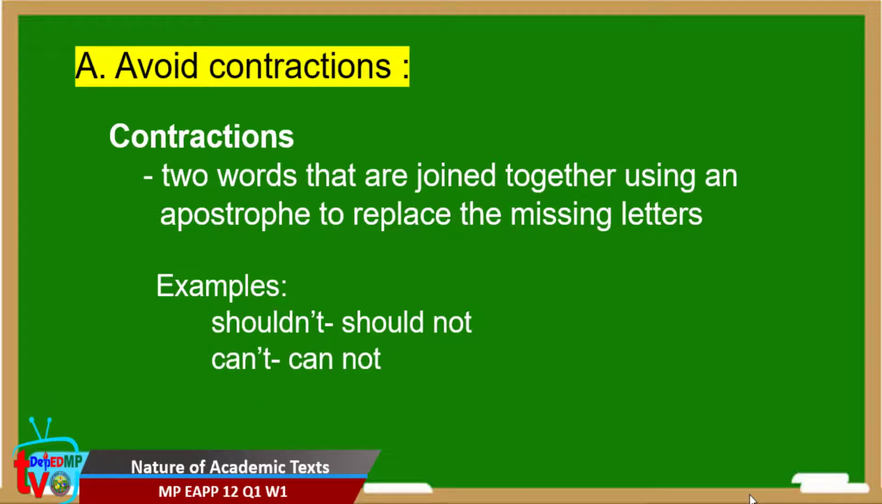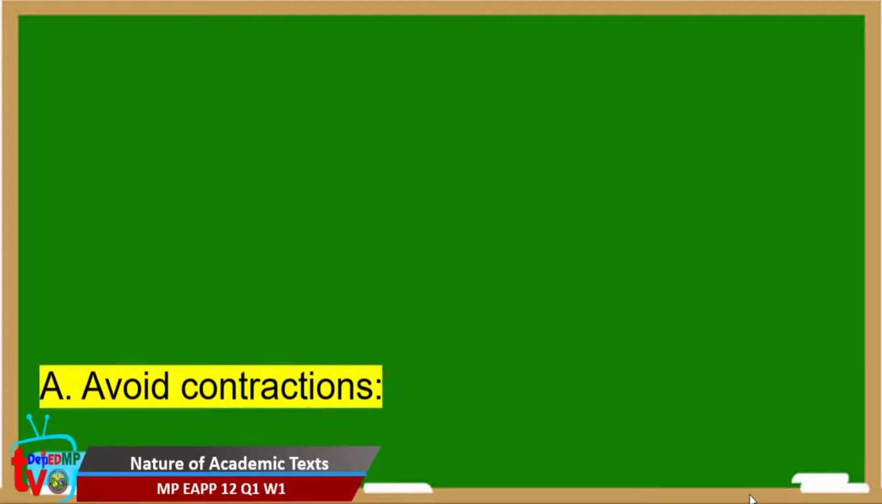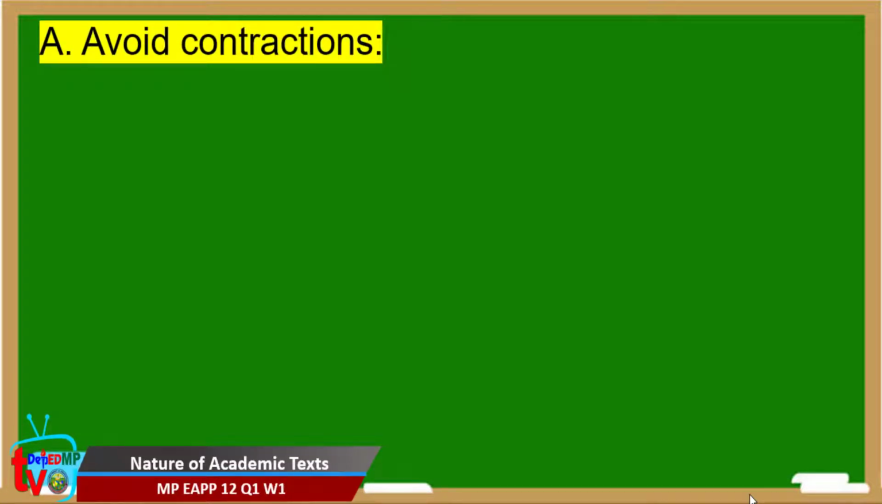For example, instead of writing shouldn't, write should not, and can't, cannot, where we're, where we are. It's, it is. Doesn't, does not. Since academic writing typically has a formal style, contractions should generally be avoided. Instead, spell out the words in full.